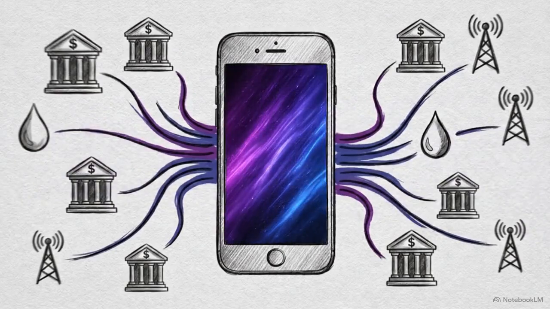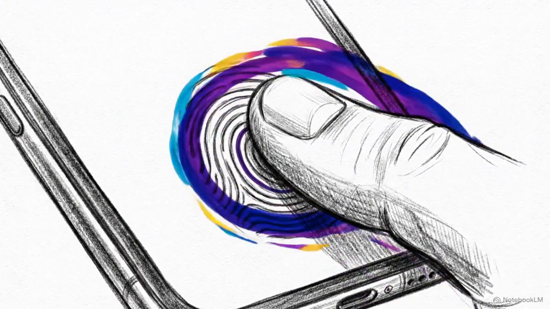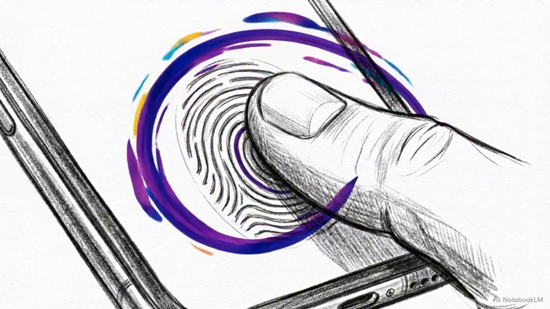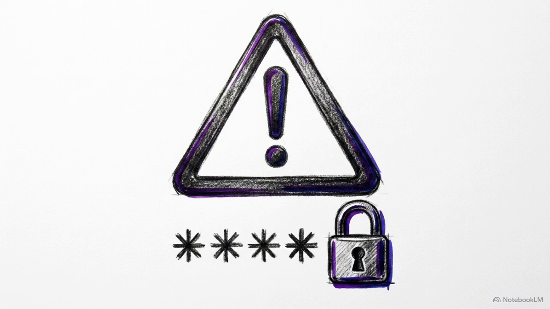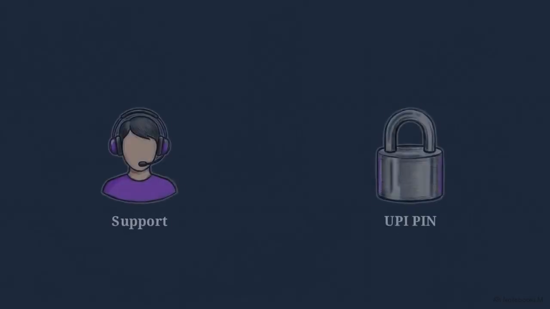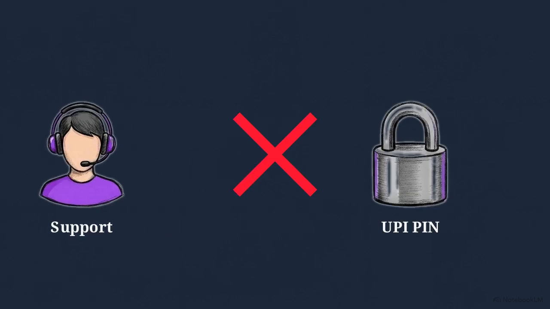Open the app settings and activate App Lock or fingerprint authentication to prevent unauthorized access to your financial data. Never share your UPI PIN with anyone. Official support staff from PhonePe or your bank will never ask for this code under any circumstances.